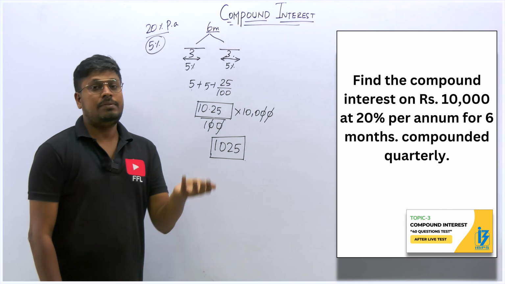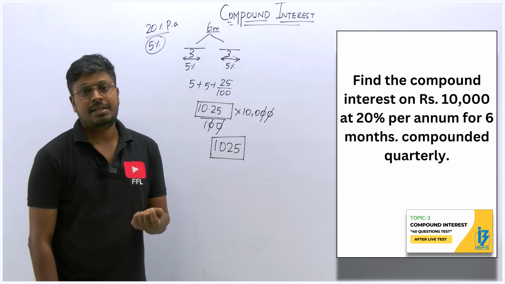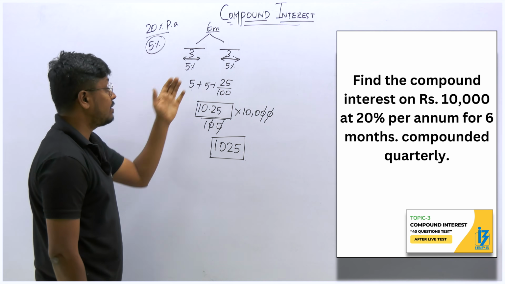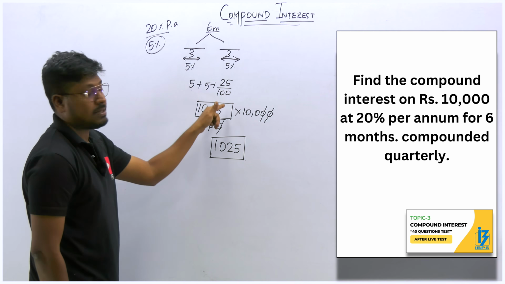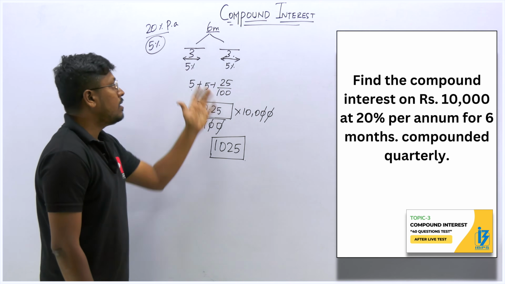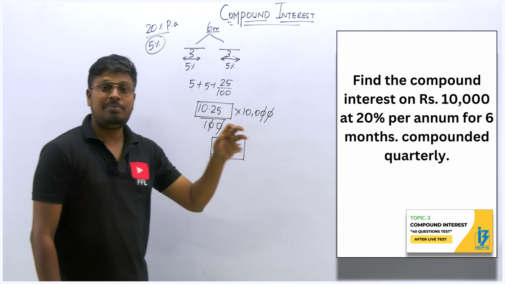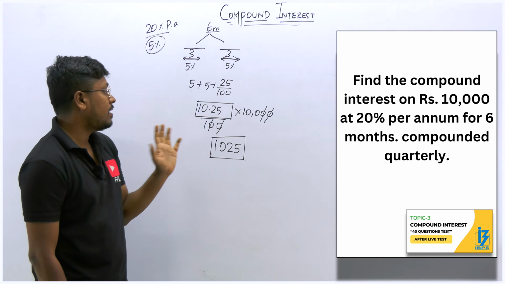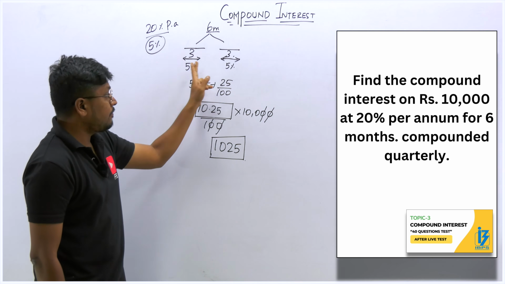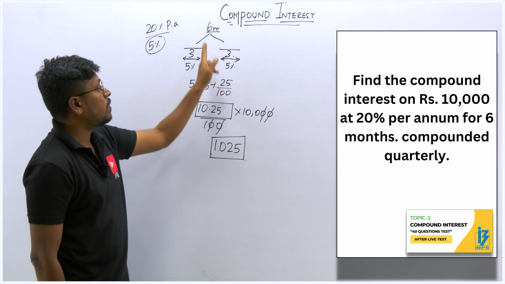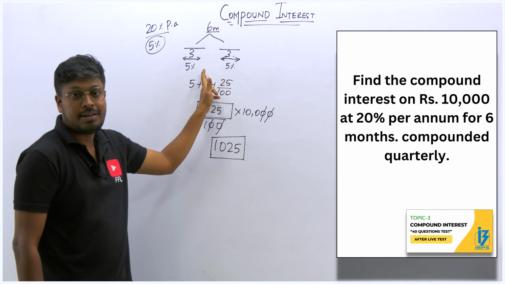Because if you go with the formula method, some multiplications will be there. That's the reason I have gone with the percentage method, A plus B plus AB by 100, because it's easy. If it is 5 or 6 periods given, then you can go with the formula method itself, right? So finally, I have found it for quarterly, that is for 6 months, 3 months and 3 months.